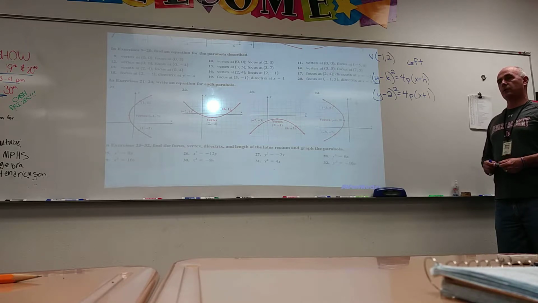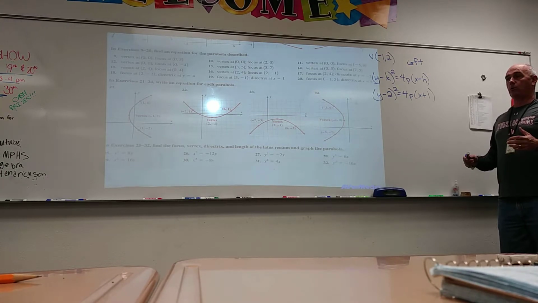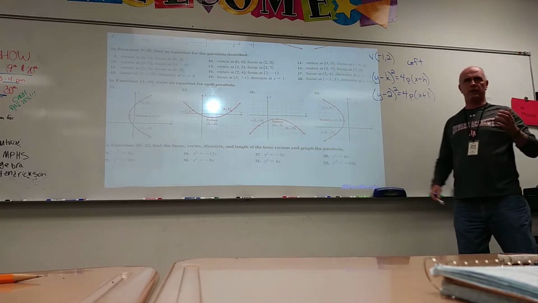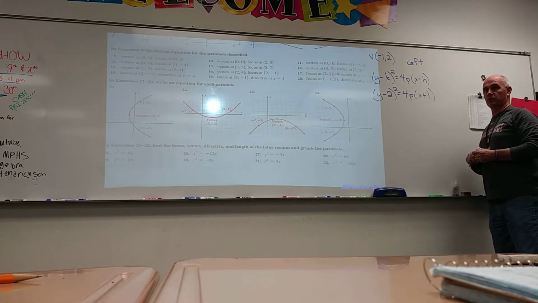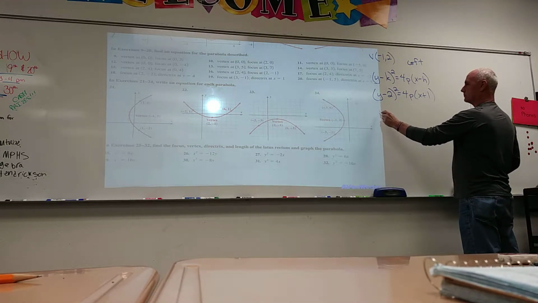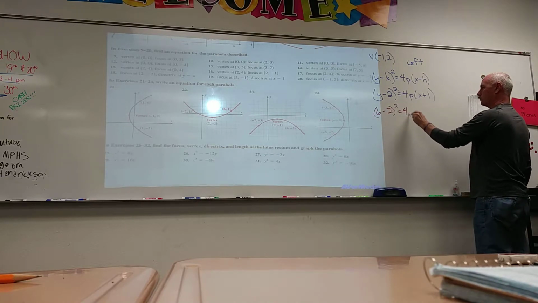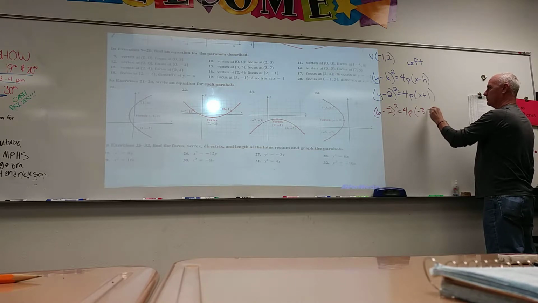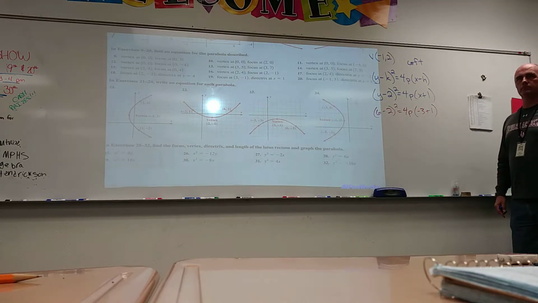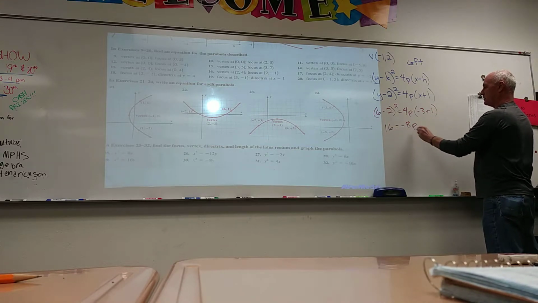Negative 3, 6, that's the one I would pick. I would pick it because less negatives. For me, the less negatives, the better. Now, if you wanted to do negative 3, negative 2, that's fine. Doesn't matter. We'll get the same answer as long as neither one of us messes up. So, tell me what to write. 6 minus 2 squared equals 4p times negative 3 plus 1. 16 equals negative 8p. P equals negative 2.